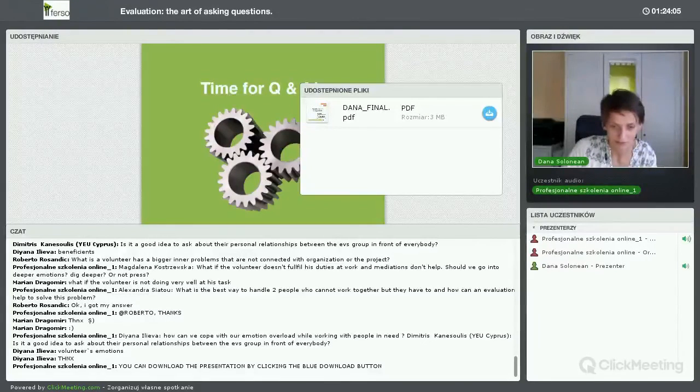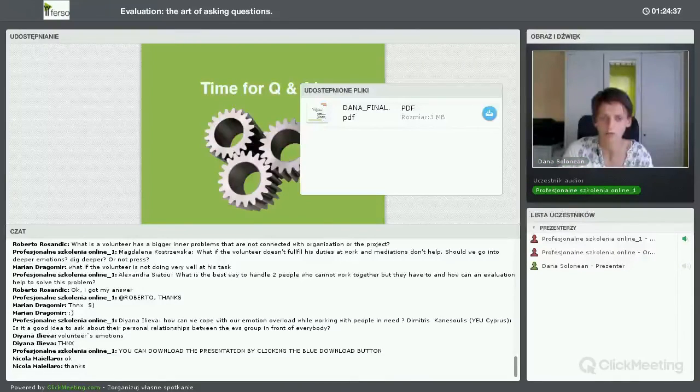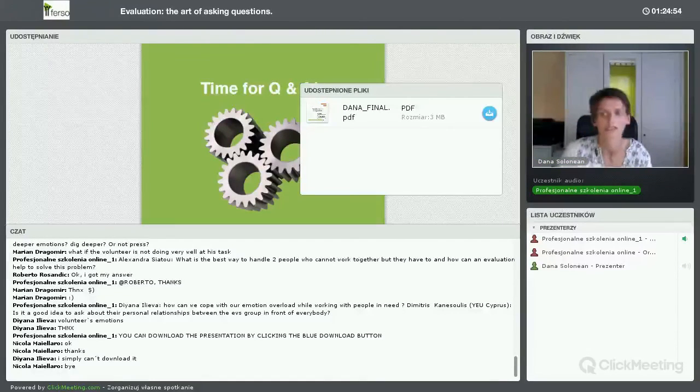And is it a good idea to ask, I'm reading now the question from Dimitris, is it a good idea to ask about their personal relations in front of everybody? Well, depending on what you want to achieve. If you want to know if the EVS relations are good, if they are going well, I wouldn't go as an EVS coordinator too much into the relations. So what if they, for example, do not like each other or are not a big family? I would go into this if it's affecting the work, yes, as I was saying before. If it's affecting, for example, the flat, not fulfilling some task, or if it's affecting the group process somehow, then I would go.